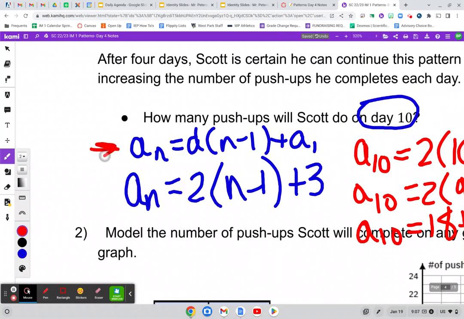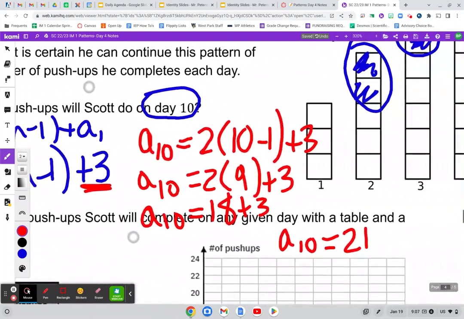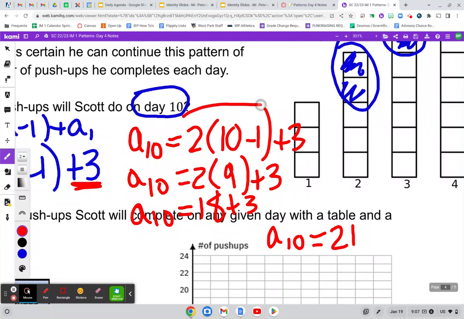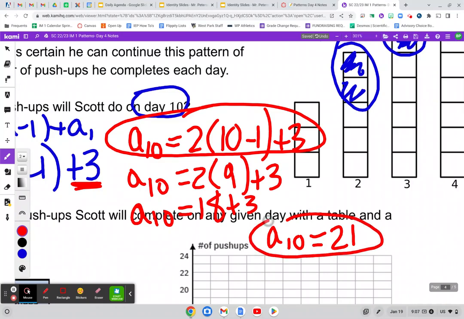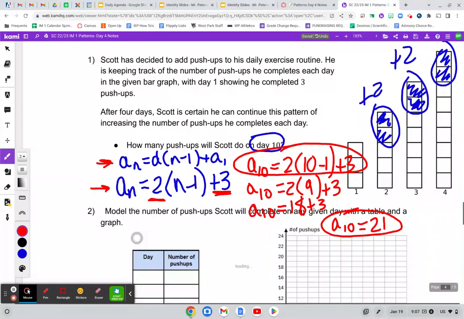All right, hopefully you're looking at something like this. So here is our arithmetic formula. Here is our arithmetic formula with the common difference of 2 and the initial value of 3 added in. And here is the work for finding the 10th term. Okay, so the value of the 10th term, if he does this for 10 days, Scott is going to be doing 21 push-ups by day 10.